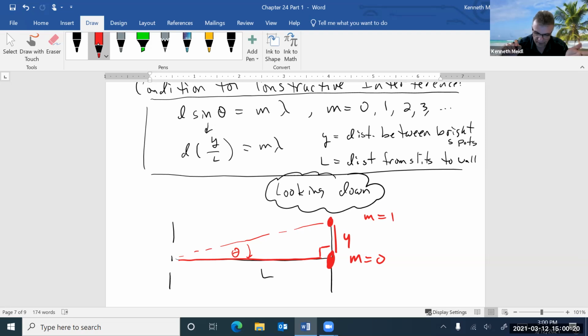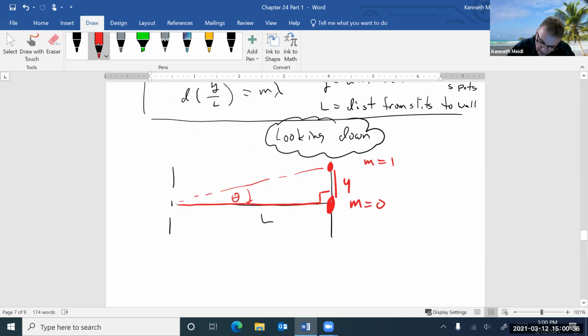The path from the top slit to hit m equals 1 is shorter than the bottom path. So the bottom path is longer, and so it has to hold one whole number of waves, and the next bright spot would be 2 whole waves off, and so forth.